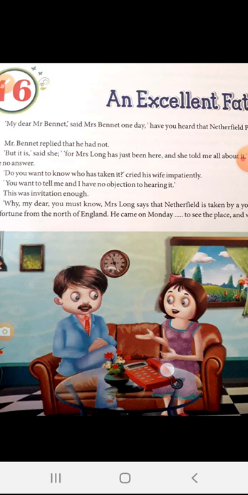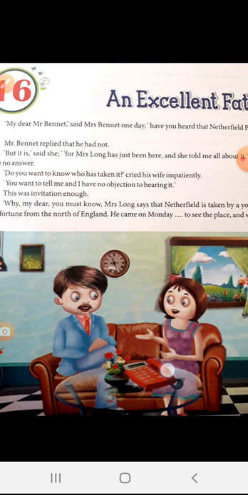Mr. Bennet replied that he had not heard about it. But it is, said she, for Mrs. Long has just been here and she told me all about it. Mr. Bennet made no answer. As Mr. Bennet was not interested, he just gave a simple answer that he had not heard about it.